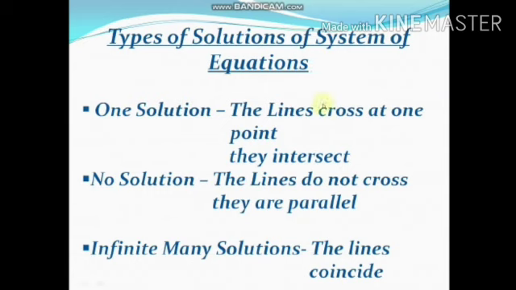When the lines cross at one point, it means they intersect each other. In that case, the given equation has only one solution, that means a unique solution. In the second case, when the lines do not cross, when they are parallel to each other, the given system has no solution. And in the third case, when the lines coincide with each other, the given system has infinitely many solutions.